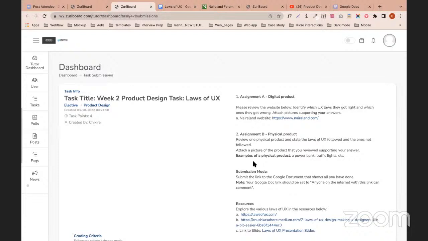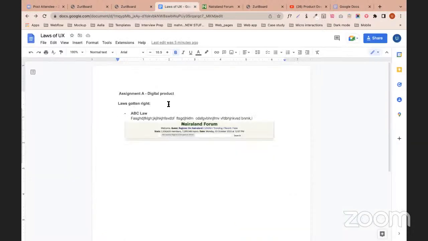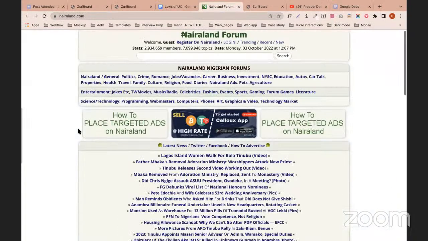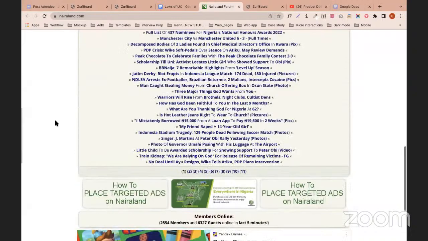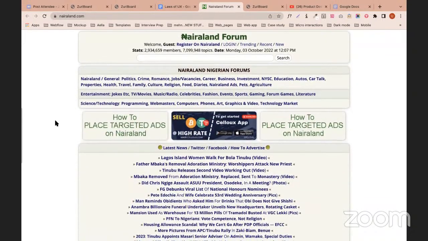Are you supposed to do that for all 21 laws? Not really. You cannot tell me that they got all the 21 laws wrong, or that they got all the 21 laws right. Just pick out the laws they got right, and that's what you're going to list here. Like I said, ABC. You cannot tell me that they got 21 laws. You look at the Nairaland site now, you don't get everything. So you can just do it like that. So any other questions?